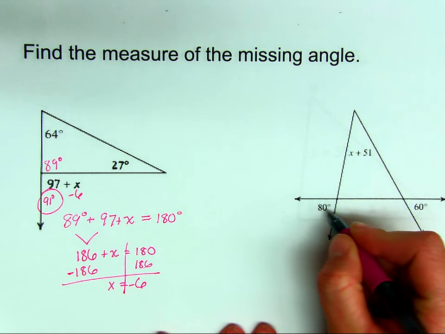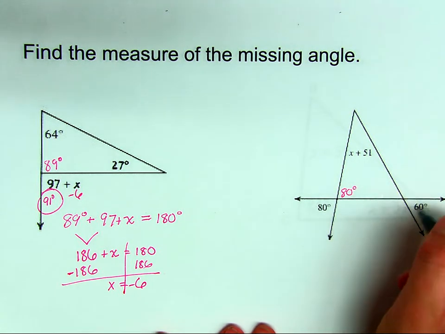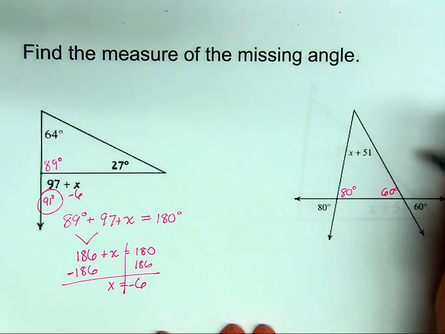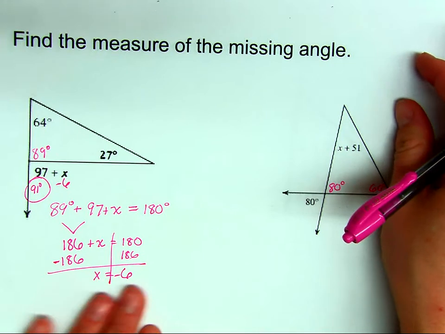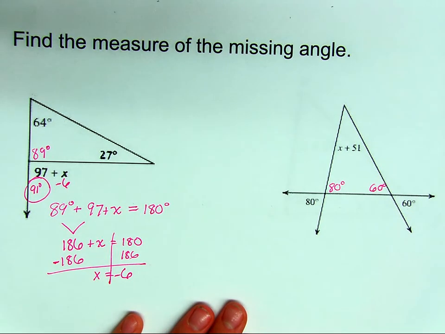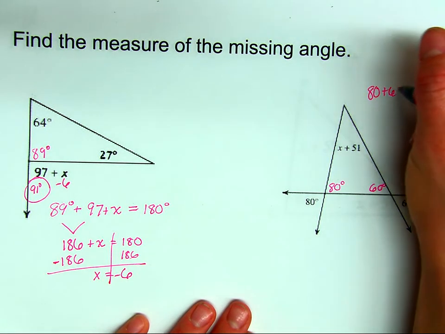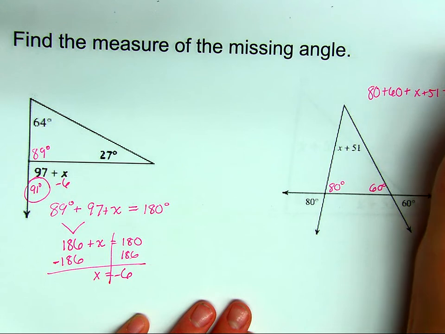So in the second image, these are vertical angles, so I know that this is going to be 80. These two are also vertical angles, so this one's going to be 60. So these three have to add up to 180 degrees. So remember, we have to find x and we have to find the measure of the angle. So 80 plus 60 plus x plus 51 gives me 180.